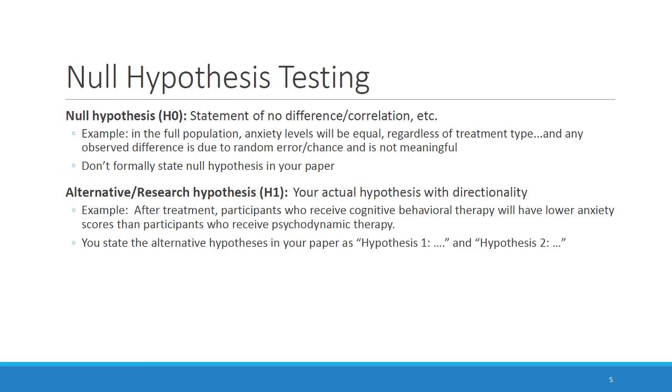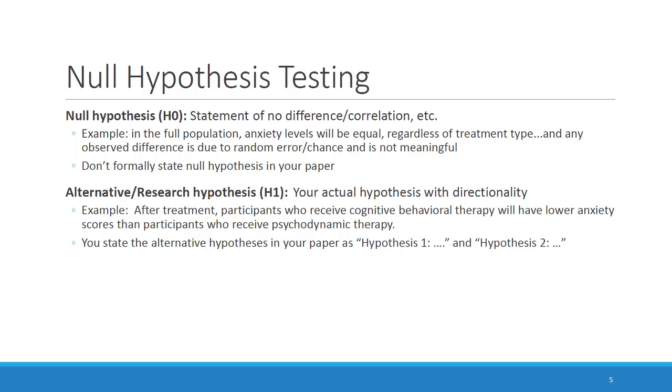In terms of null hypothesis testing, you need to know about the null and the alternative hypothesis for this to make sense. So let's go over the null hypothesis first. This is often termed HO, null hypothesis, or H0. This is a statement of no difference between means, no correlation between variables, etc. So it's the null. It means there's nothing there.